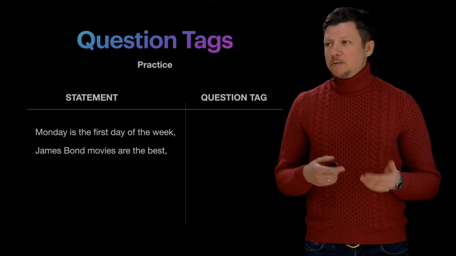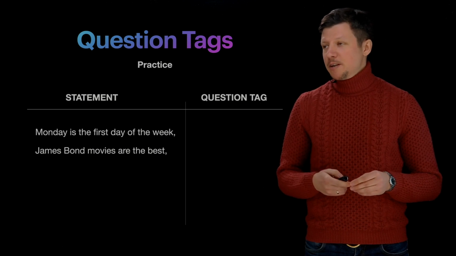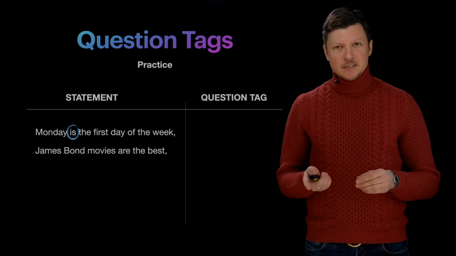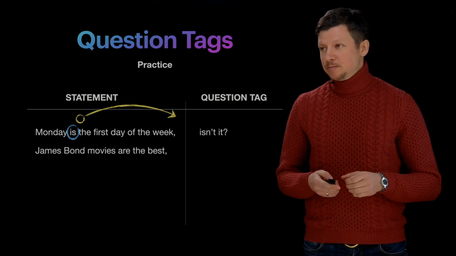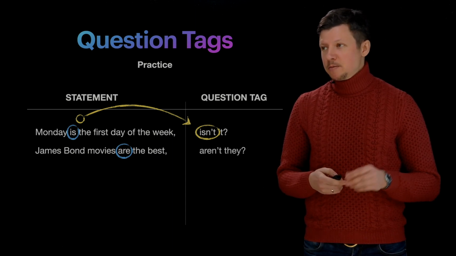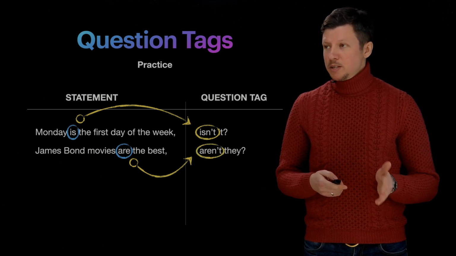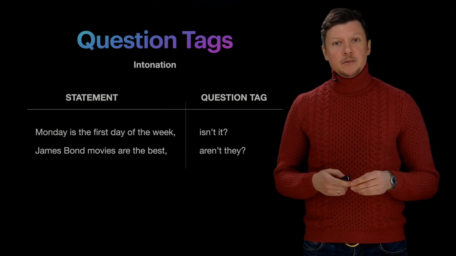Let's see what we have learned. Let's try to create our next sentence. Monday is the first day of the week. What will be the question tag? So we can see that Monday is. What will be the opposite? The opposite will be isn't. So isn't it? The second example, James Bond movies are the best. We can see that it's a positive statement. Are will have to be turned into negative. So are becomes aren't. Aren't they? James Bond movies are the best. Aren't they? There is also an important point we have to mention, and that is about intonation.